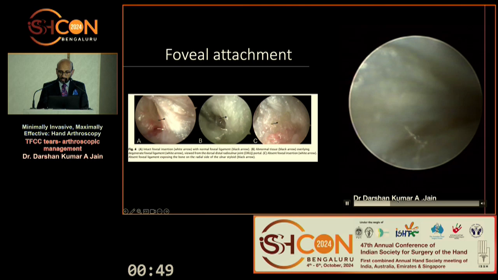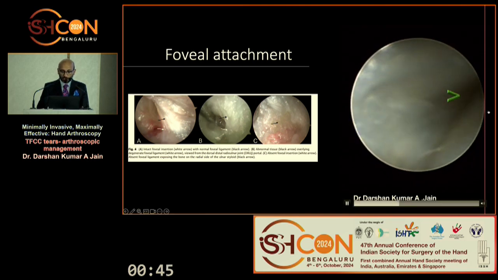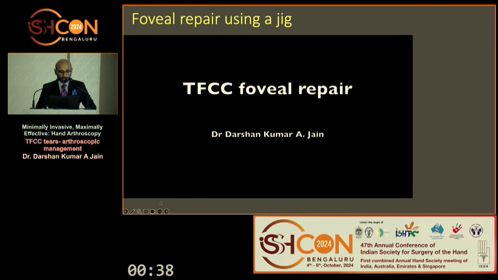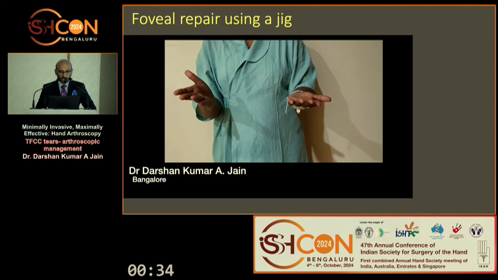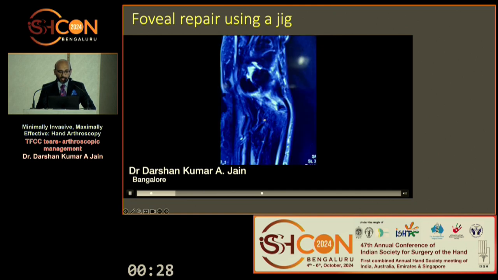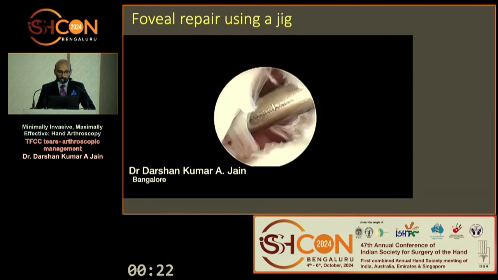So this is the foveal insertion. You can see this is the raw area where it's supposed to be. That's where you could mention that the foveal insertion is bad. It's not there. And you could use a TFCC jig. This is a lady who had a distal radius fracture, unable to supinate, with mild variance, and 3 months after the injury there is still no supination. A lot of arthrofibrosis was there. So you debride that.